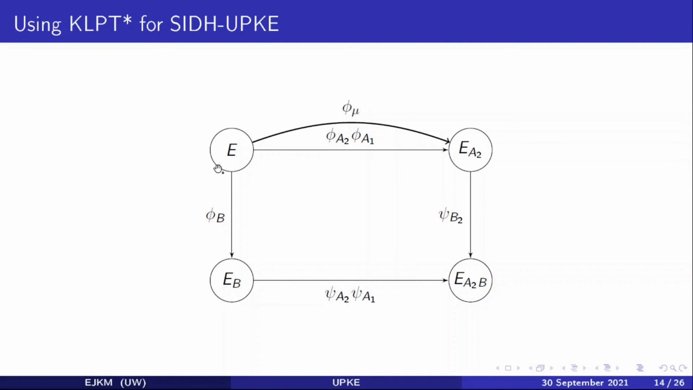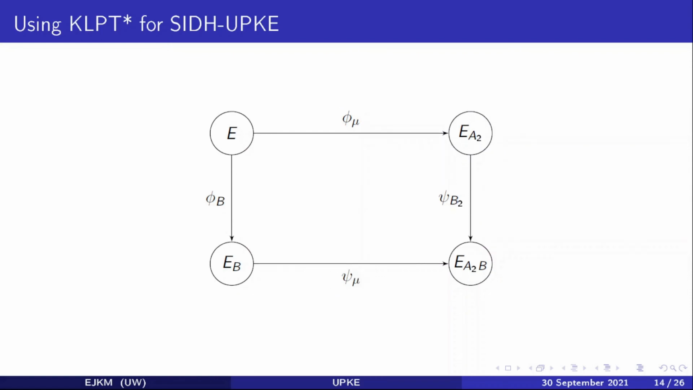We know the original curve E and we know the endomorphism ring of the original curve E. We also know an isogeny phi A2 phi A1 from E to EA2. We can then use this information to evaluate the endomorphism ring of EA2. Now that we know both endomorphism rings, we can use KLPT star to get a new isogeny phi mu from E to EA2. We can then simply replace the old isogeny by the new isogeny to obtain a new SIDH exchange. However, this method has two issues.